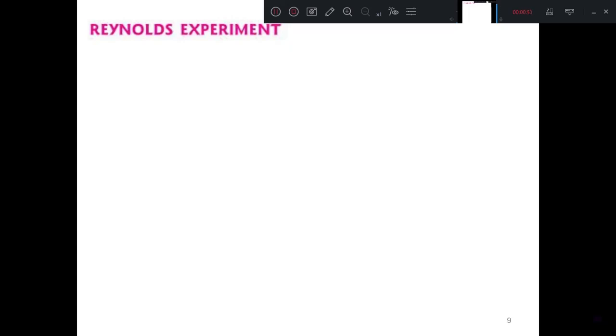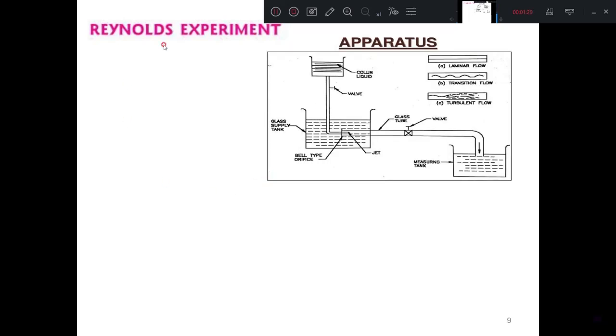But when the velocity is increased or the fluid is less viscous, then the fluid particles do not move in straight paths. Then the fluid particles move in a random manner, resulting in general mixing of the fluid particles. And this type of flow is called a turbulent flow. To identify laminar and turbulent flow, Reynolds demonstrated an experiment, and that experiment we are now going to discuss. So this is the setup for the Reynolds experiment.